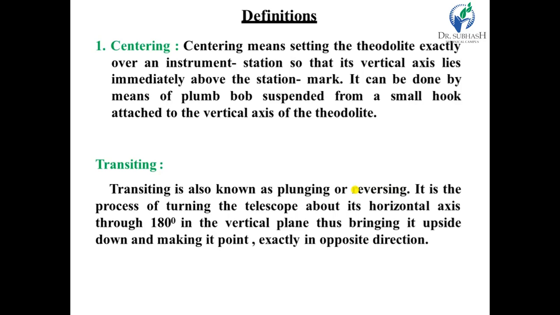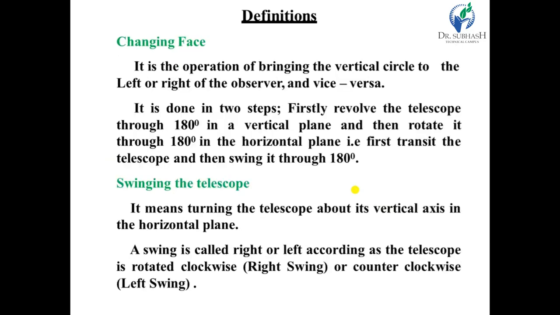Next thing, transiting. Transiting is also known as plunging or reversing. It is the process of turning the telescope about its horizontal axis through 180 degrees in a vertical plane, and is called transiting. So we can sight an object in the vertical plane or in the elevated portion.